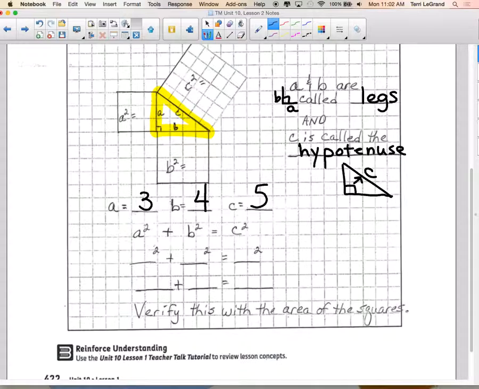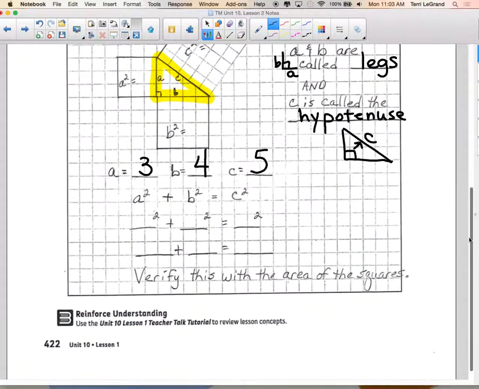But notice, this is something to make sure that we observe. If we just add a and b together, do we get c? A plus b, is that c? 3 plus 4, 5? No. So the Pythagorean theorem does not say a plus b equals c. It says a squared plus b squared equals c squared. So we have to square a, which is our 3.